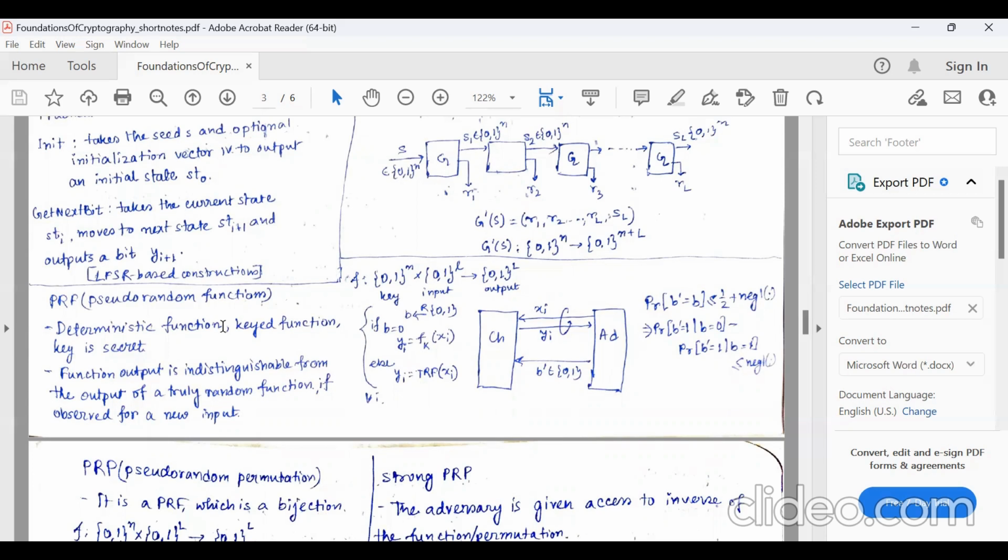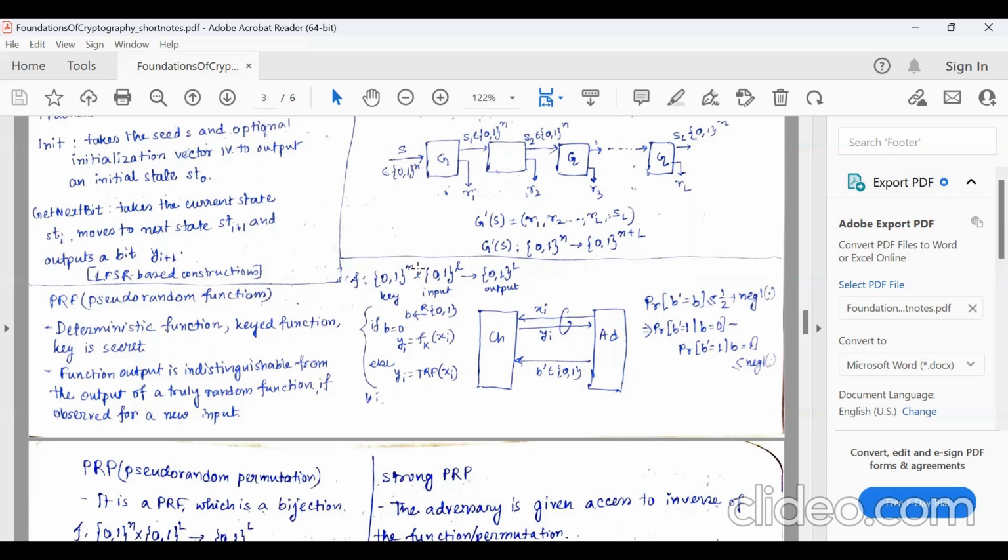It's a keyed function because it takes as input both an input x, and also makes use of some internal secret key k. So as long as that key k is secret, we expect the output of that pseudo-random function to remain indistinguishable from the output of a truly random function. So the game is defined like that.